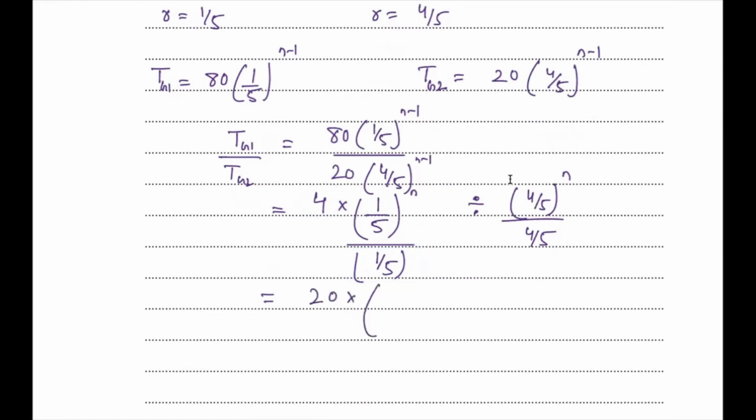20 times (1/5) to the power of n. You can reciprocate this, and you're going to get (5/4) to the power of n. So 20 times 4 upon 5 is 16.